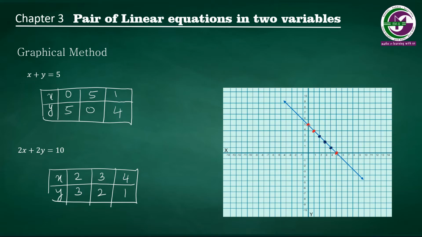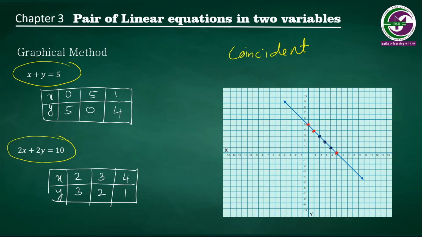So the line is the same line. x plus y equals 5 and 2x plus 2y equals 10 both represent the same line, or the lines are coincident. Here the lines are coincident. Every point on the first line is a point on the second line. That means there are infinitely many solutions.